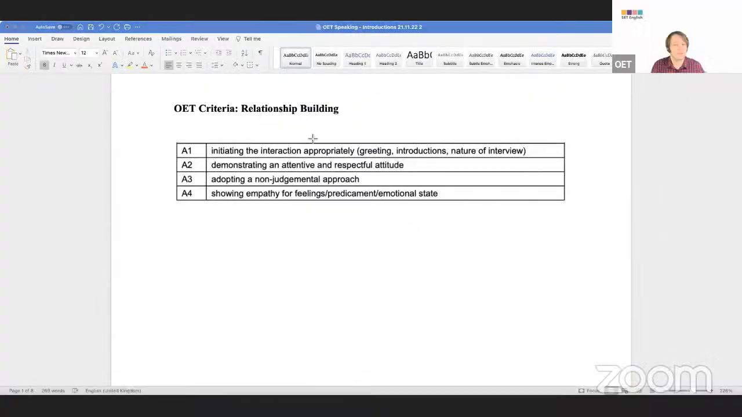So this is where we started yesterday. A1 says initiating the interaction. What does that mean, guys? Initiating the interaction. That you have to start the conversation. Introduce yourself, of course, right? And I was saying that there's a really important word here yesterday. What's the most important word here? Appropriately. Yeah. Okay, so let's build upon this.